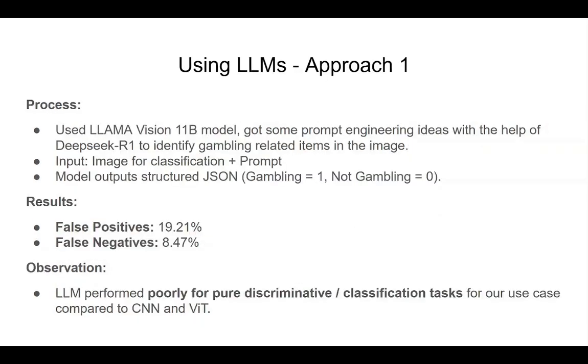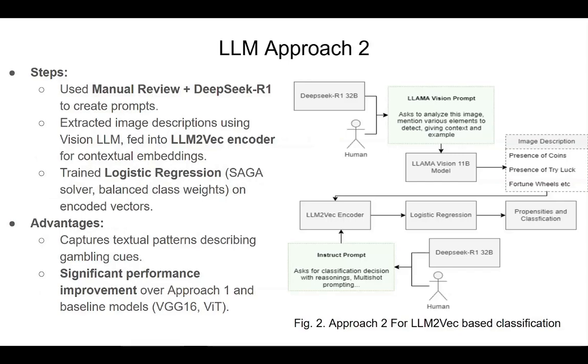For LLMs, we did some prompt engineering with the help of DeepSeek R1, and we used the Llama Vision 11 billion to classify the images as gambling versus non-gambling. Our results with this approach were not very good. We had around 20% FPR and around 9% FNR. So for our use case, the LLMs perform poorly when directly given a classification task. But since LLMs are very good at generative tasks, in approach two we tried to leverage that.